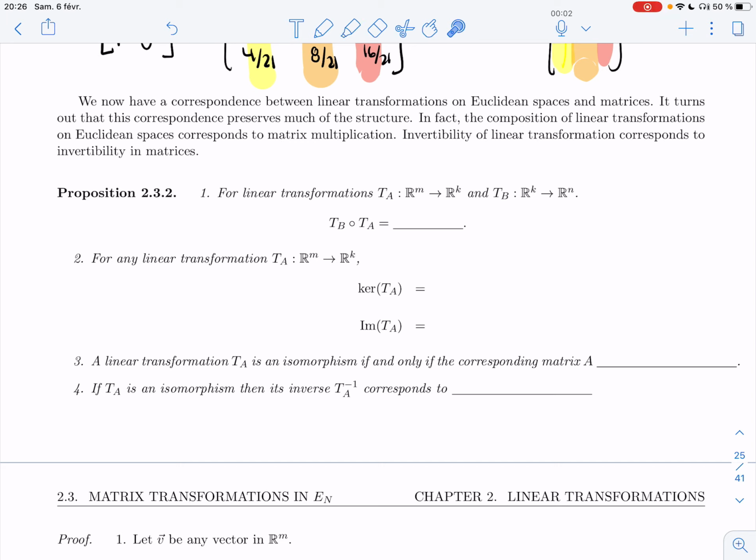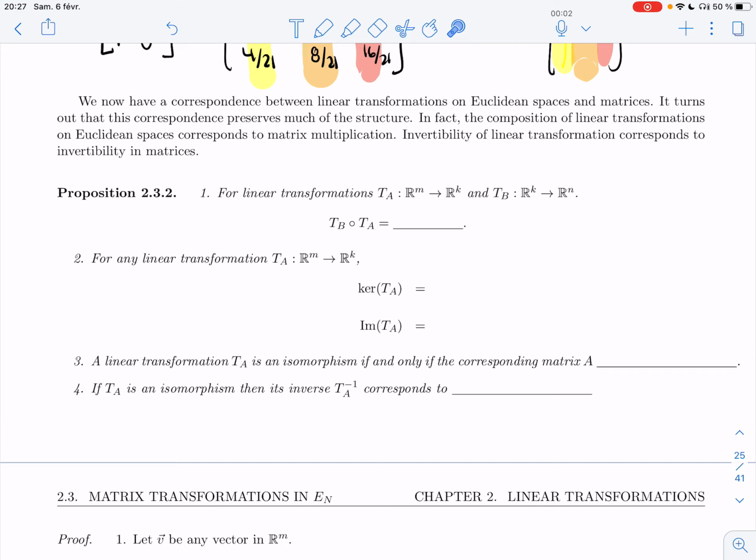Welcome back. In the last few videos, we've been talking about how to go from matrices to linear transformations. And what we have now is a correspondence between linear transformations on Euclidean spaces and matrices. It turns out that this correspondence preserves much of the structure. In fact, the composition of linear transformations on Euclidean spaces corresponds to matrix multiplication. I think that's where matrix multiplication comes from. It's coming from composition of linear transformations, and invertibility of linear transformations corresponds to invertibility of matrices.